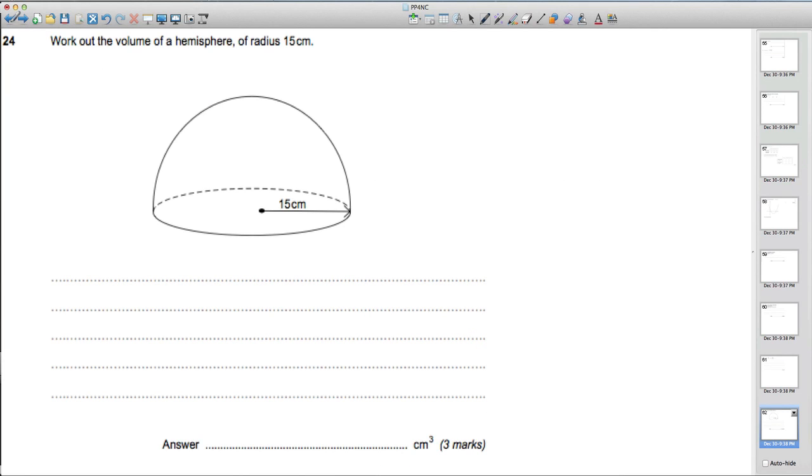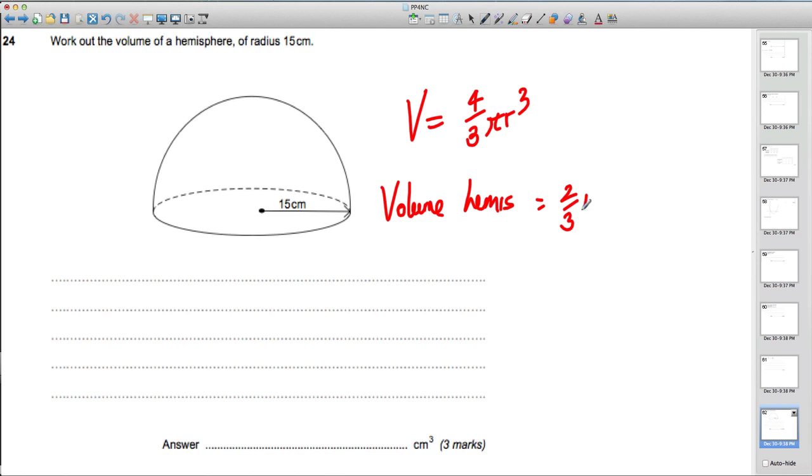Next question. Work out the volume of the hemisphere of radius 15. Well, you were given the formula in the formula book, there's no excuse for not getting this question. You were given that the formula of a whole sphere is 4/3 pi r cubed. So the volume of a hemisphere is half that, must be 2/3 pi r cubed, which you just substitute 15 into here. The easiest question on the paper, perhaps, 2/3 times 15 cubed.